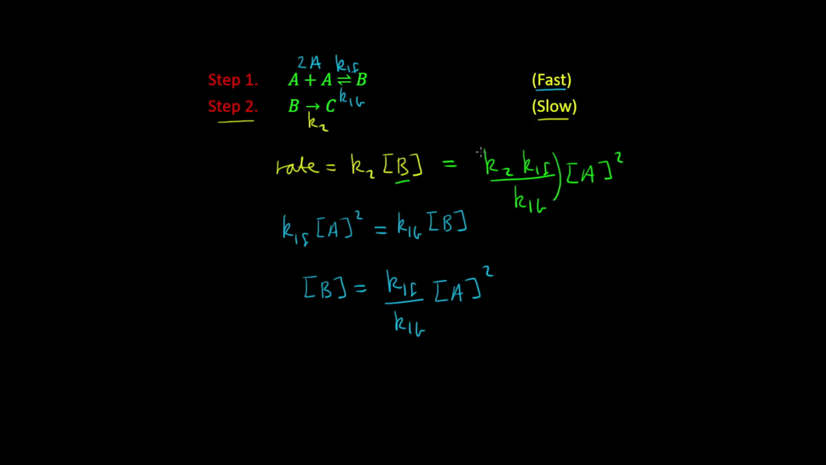And this here is just another constant, which we'll call K. And therefore the rate law for our reaction is equal to the rate constant K by the concentration of A squared. And this is the same result that we got using the steady state approximation in the previous video.